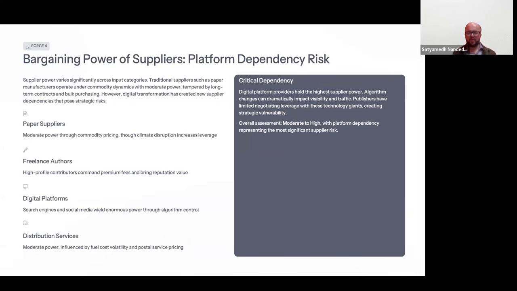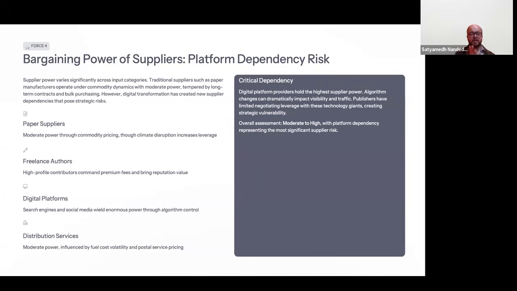Suppliers of paper, you will find alternative suppliers. Freelance authors also are not so difficult to find per se. But high profile authors are very difficult to find, and you will have to pay a premium to get them to write for your magazine. Talking about distribution services, they yield a moderate power influenced by fuel cost and postal service pricing.